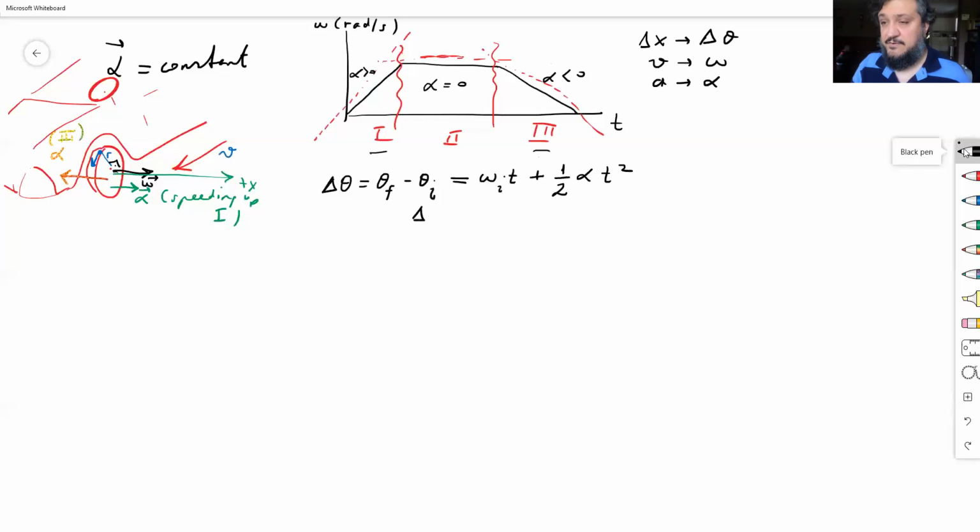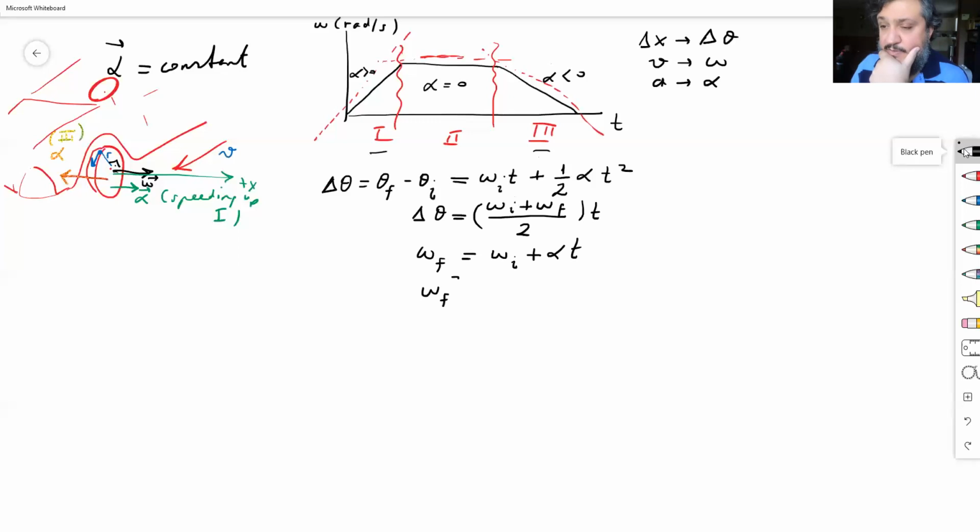Alternatively, if you don't know what alpha is, but only know the initial and final angular velocities, just take the average of the two and multiply by t. Okay, and the final angular velocity in that phase is given by omega initial plus alpha times t. And if you don't know the time, you can still work with these variables. Omega final squared is equal to omega initial squared plus 2 alpha delta theta.